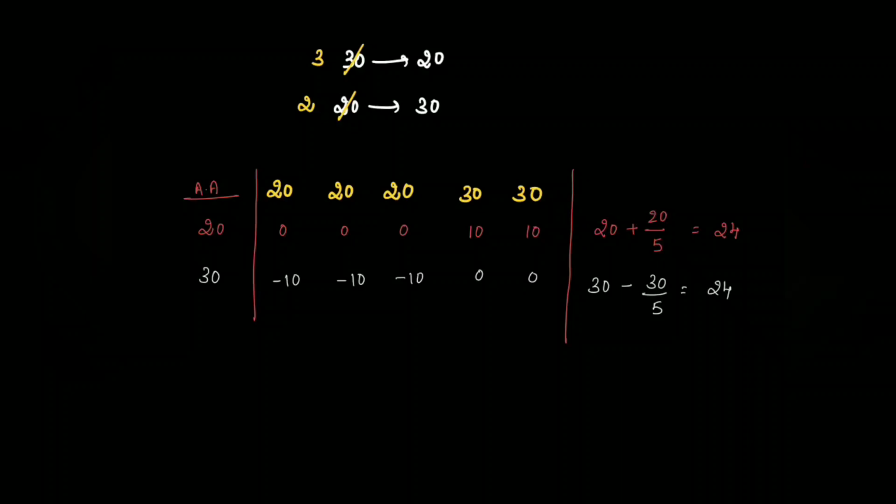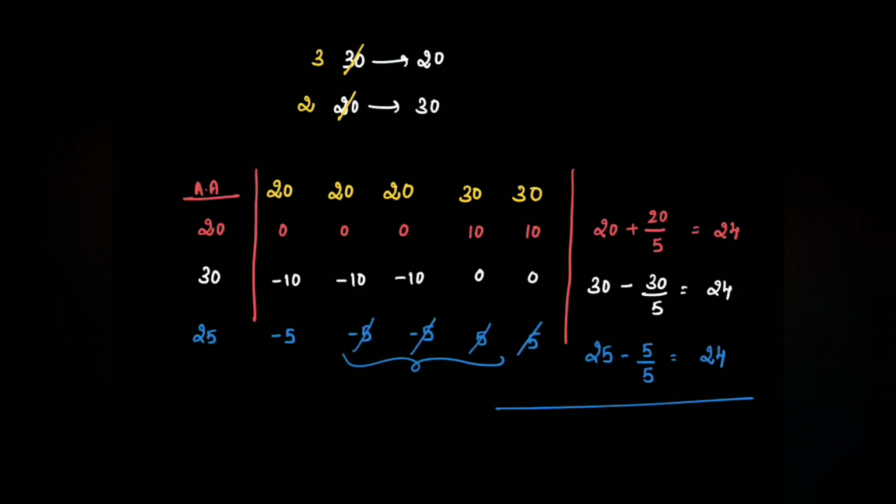I can also take 25. Suppose if I take 25, it's minus 5, minus 5, minus 5. Now this becomes plus 5, plus 5. Do the sum of deviations: plus 5 minus 5 plus 5 minus 5. These get cancelled. Now 25 was our assumption. Sum of deviations is only minus 5 divided by number of observations 5. It is 24. You can take any observation that you want which is in between 20 to 30.